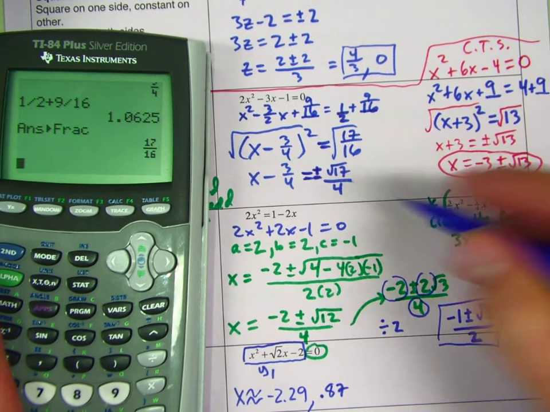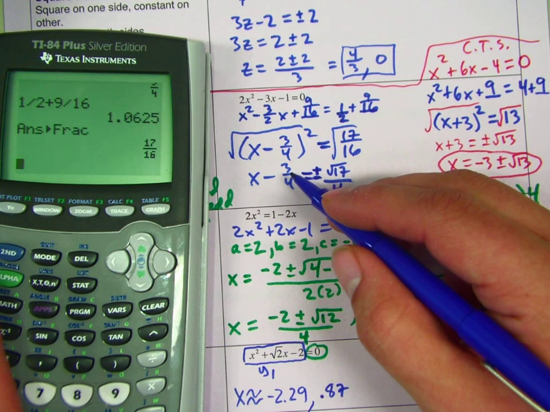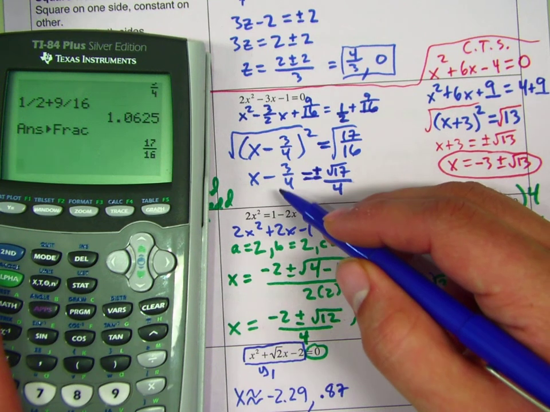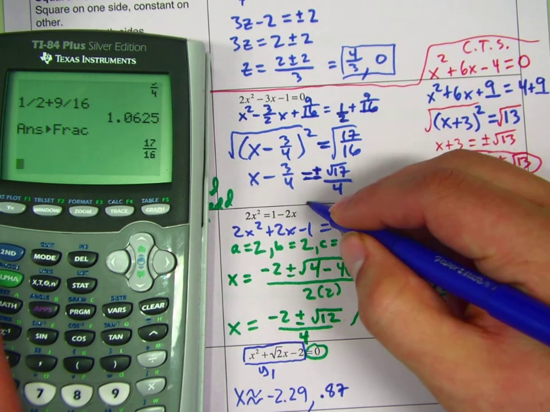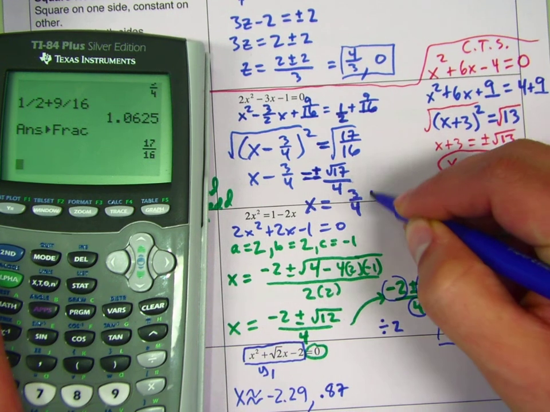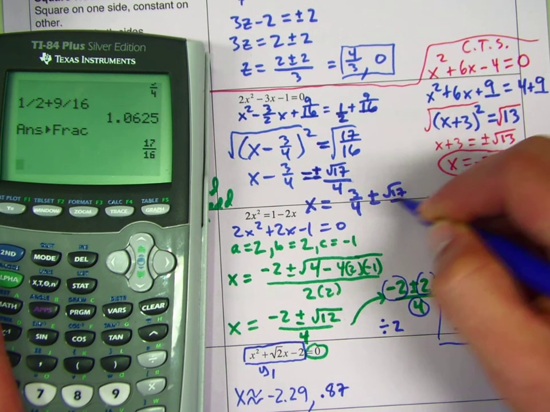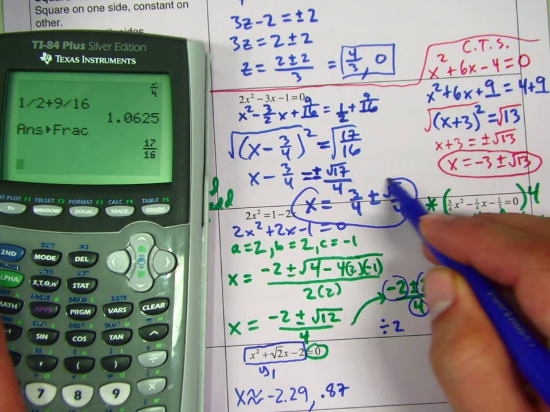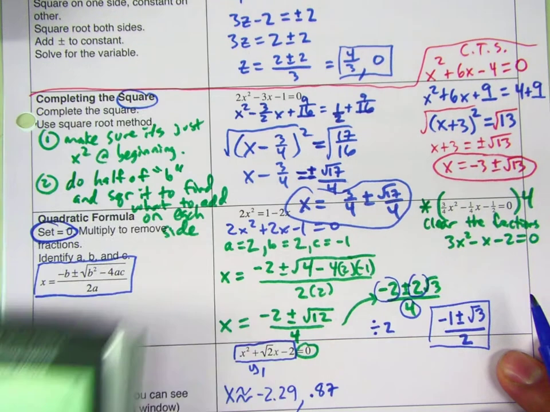And then we have one last step to do. How do I get rid of the minus 3/4? Add it to the other side. So the final answer is 3 over 4 plus or minus the square root of 17 over 4. Okay?